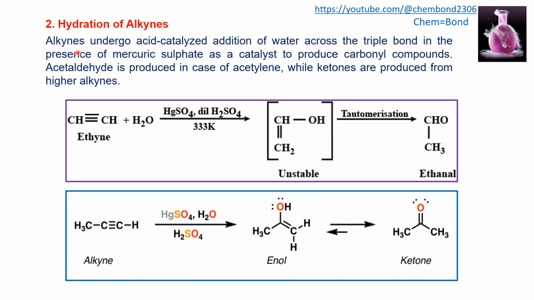Hydration of alkyne. Alkyne undergoes acid-catalyzed addition of water across the triple bond in the presence of mercuric sulfate as catalyst to produce a carbonyl compound, either ketone or aldehyde. So acetaldehyde is produced from ethyne or acetylene, while ketones are produced from the higher alkynes. In all these stepwise processes, there is the production of an unstable enol that will undergo tautomerism and produce aldehydes and ketones.